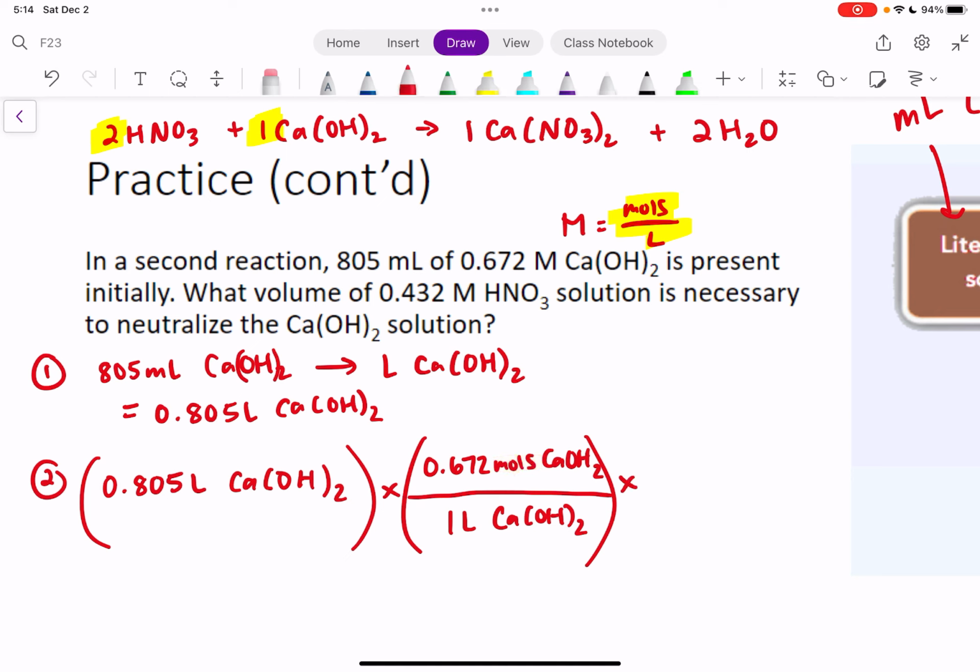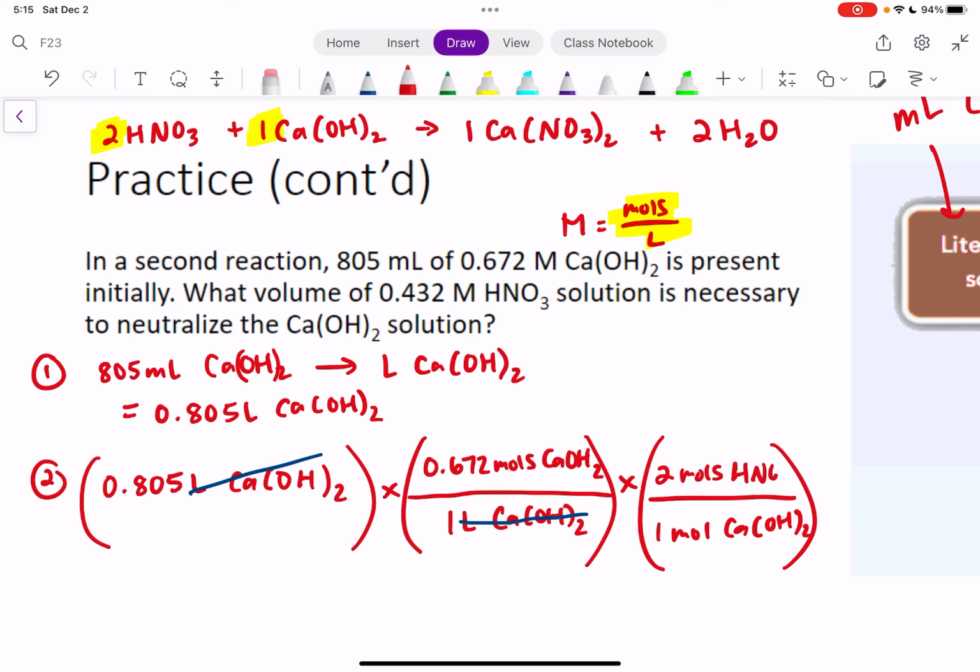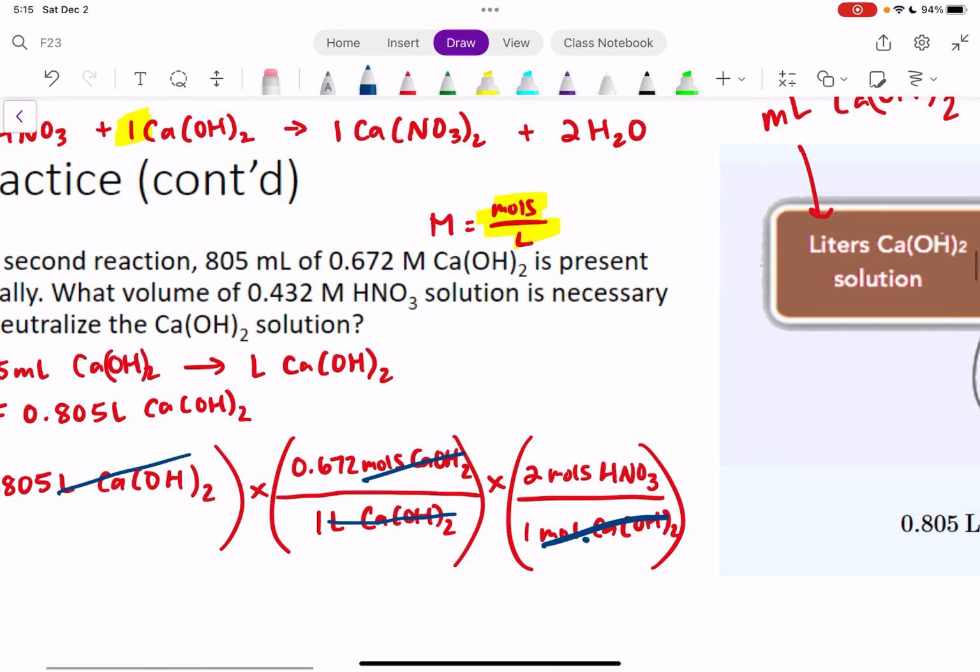So that's how I broke this molarity into moles per liter. Now I'm left with moles of calcium hydroxide because our liters of calcium hydroxide are going to cancel. I don't want moles of calcium hydroxide, I want moles of nitric acid. So we've got to use our balanced chemical equation, this time with moles of calcium hydroxide on the bottom again. It's going to be 1 mole of calcium hydroxide per every 2 moles of nitric acid. Cancel out those moles of calcium hydroxide, and now we're in moles of nitric acid.